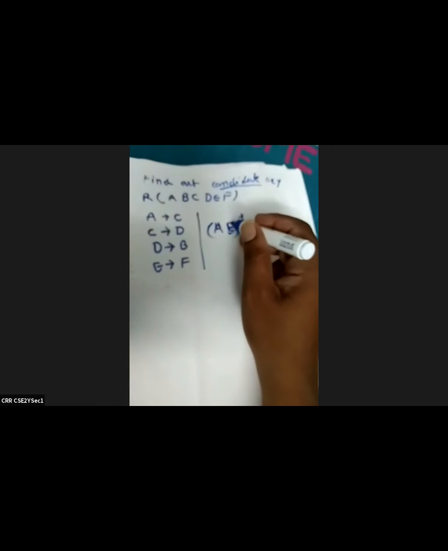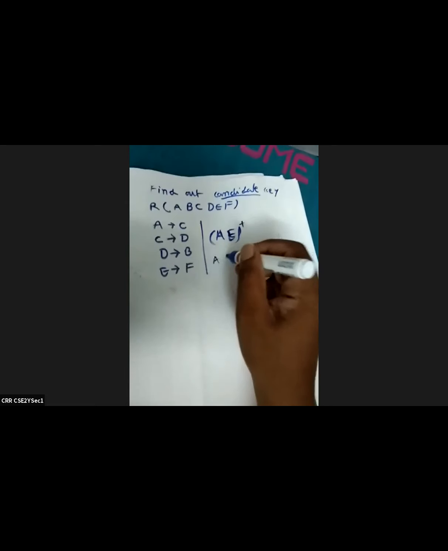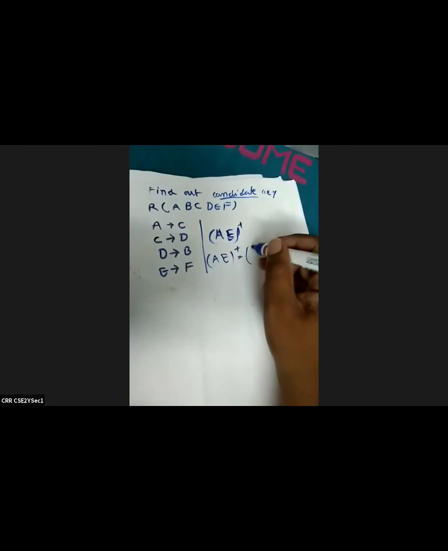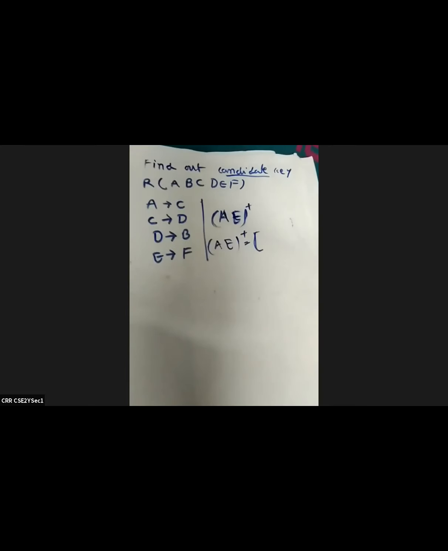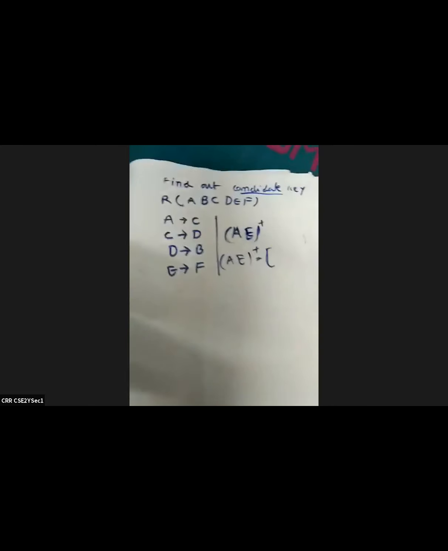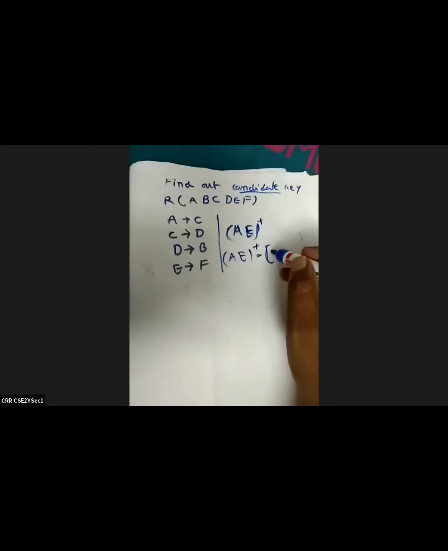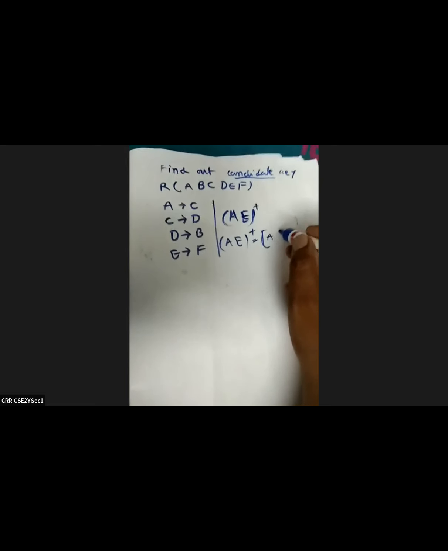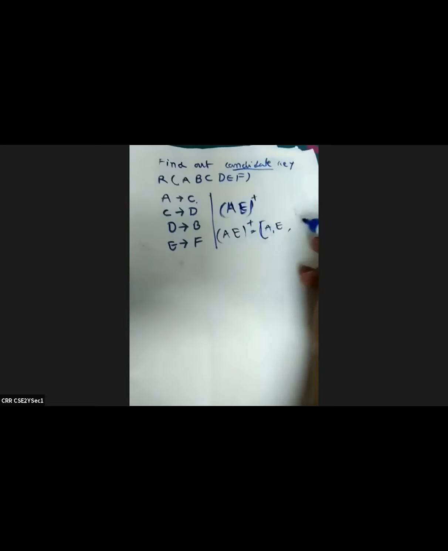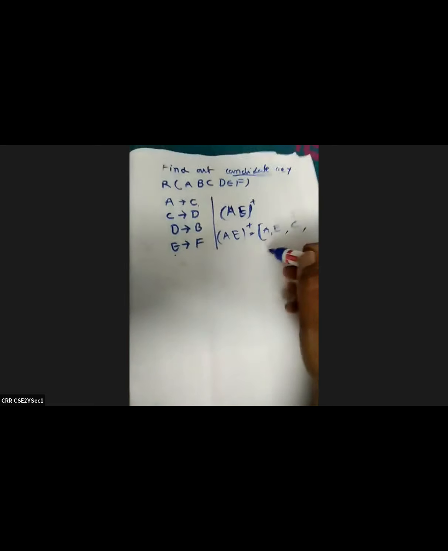So now we are doing the AE closure. What is the meaning of closure here? By using these attributes, we try to find out the remaining attributes. For example, first of all, we are able to get A, and at the same time we are able to get E. Next by using A, we can find out the C. Am I right or not? In the same way, by using E, we can find out the F.